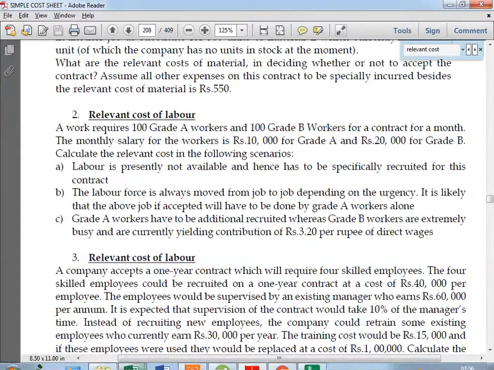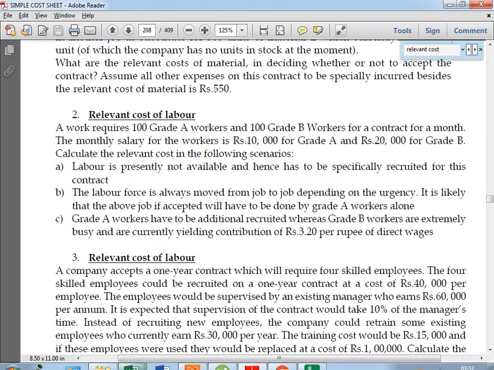Full stop. They are currently earning a contribution of 3.2 per rupee of direct wages, and hence each worker is earning 64,000 of contribution.